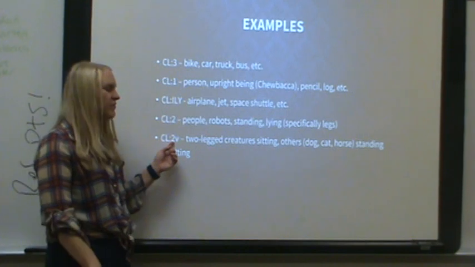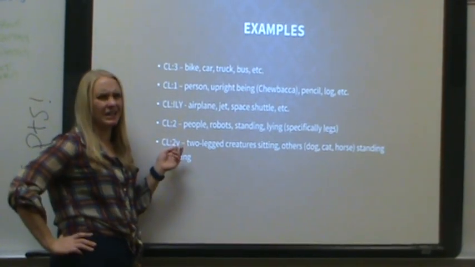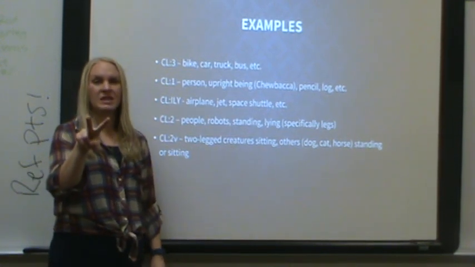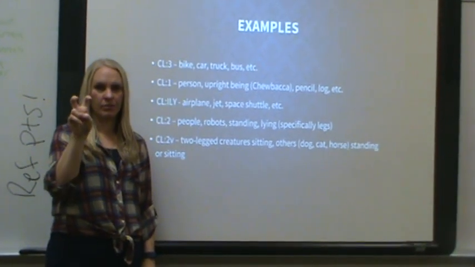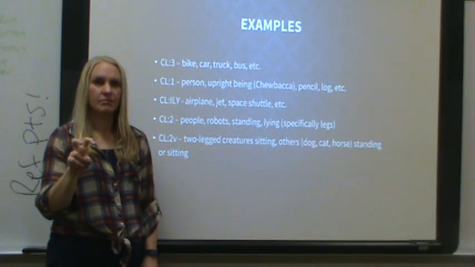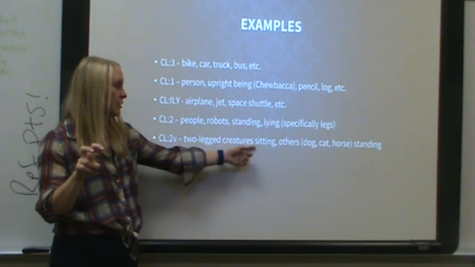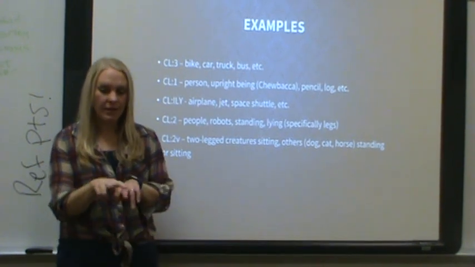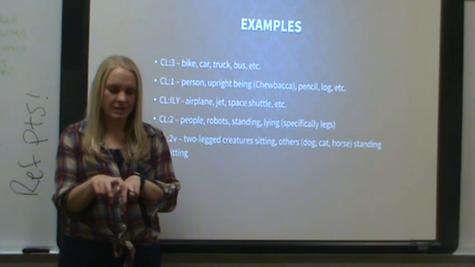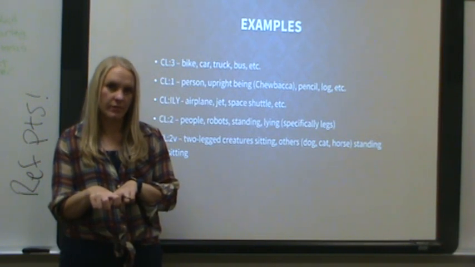All right, 2V. What does that look like? 2V. It's gonna be the 2, but it's gonna be crunched, like bunny ears. So two-legged creatures sitting down. We have a nice, beautiful horse sitting down.